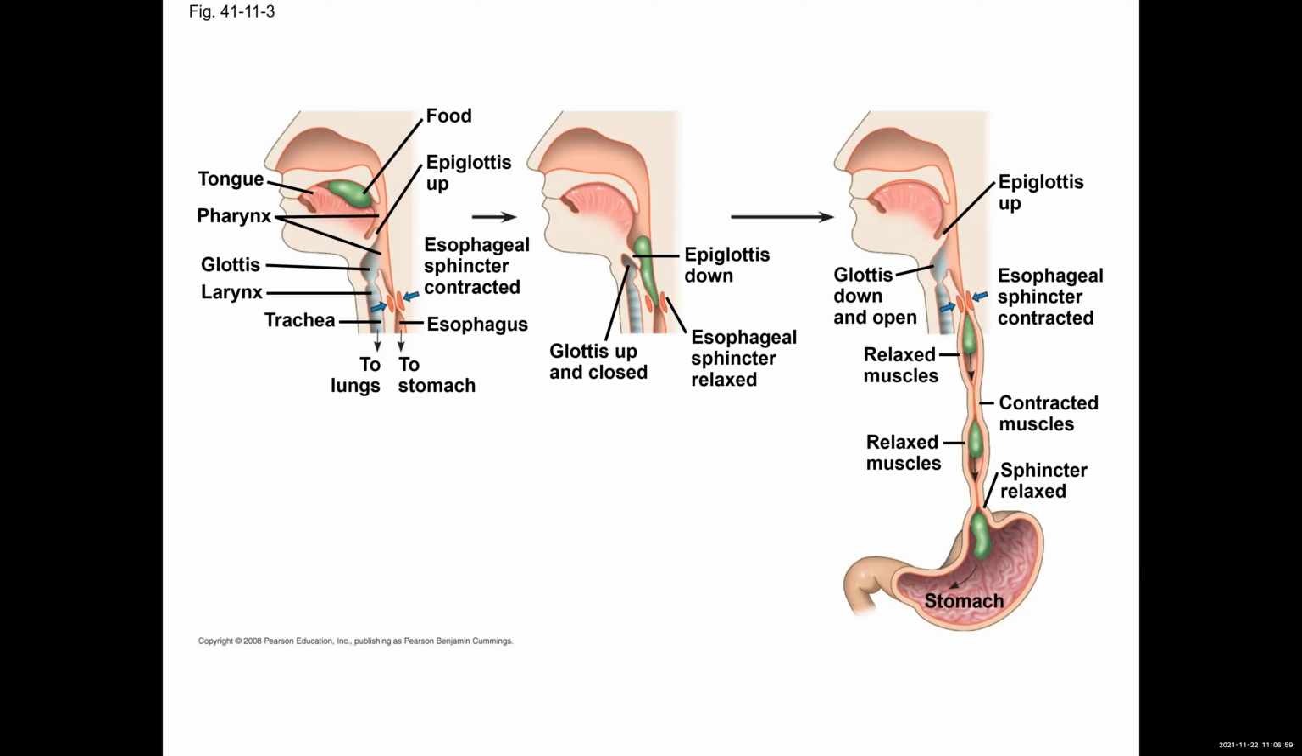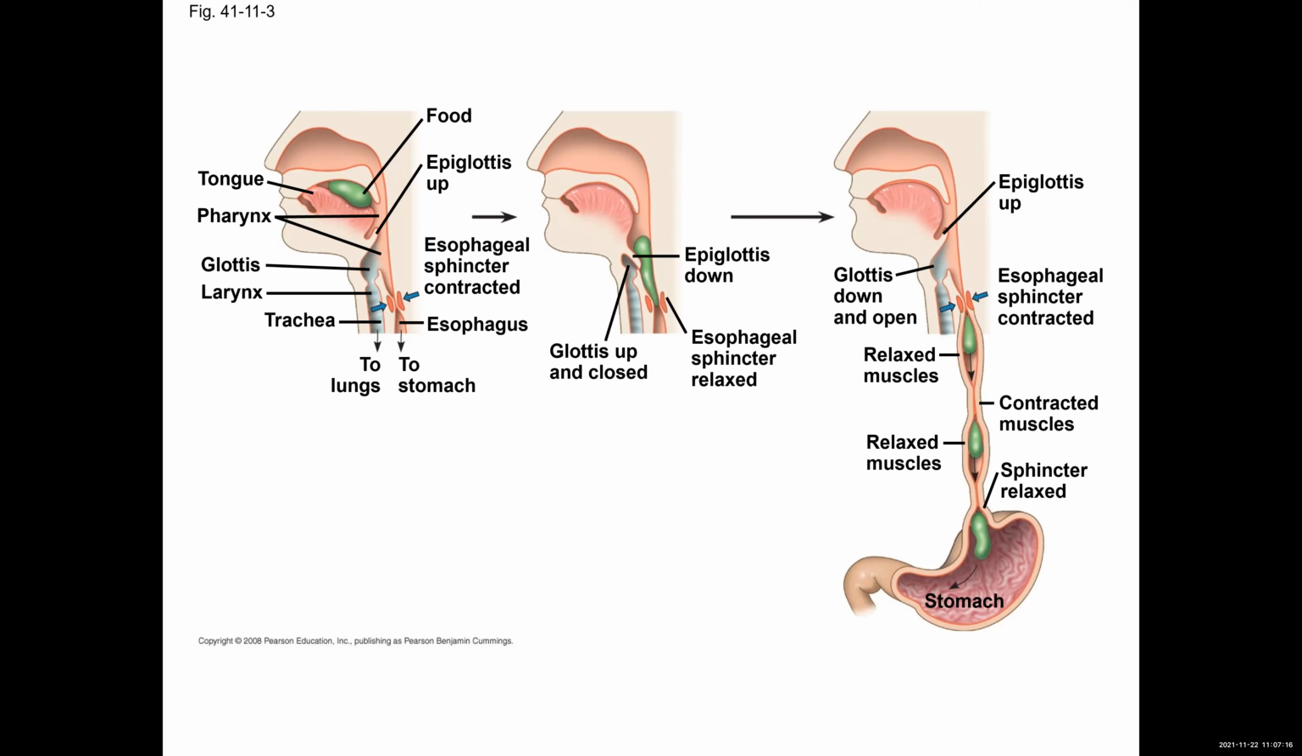Once the food gets into our stomach, it's mixed with this very low pH solution. It becomes acidic. The stomach lining is resistant to that acidity, but the lining, the cells of the esophagus are not. So they would become damaged by that material.